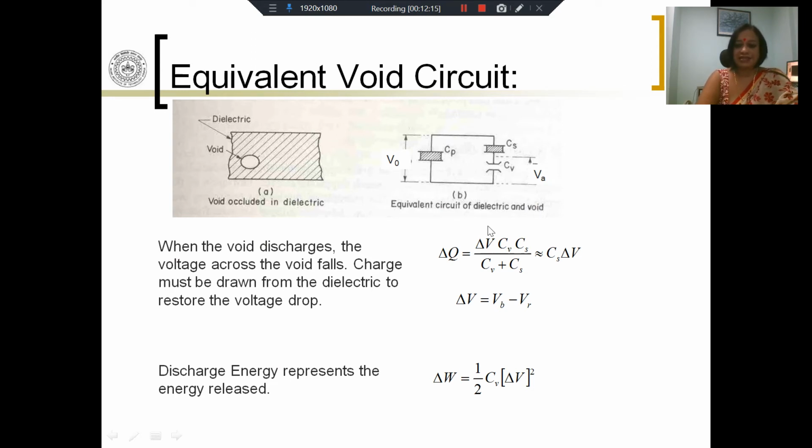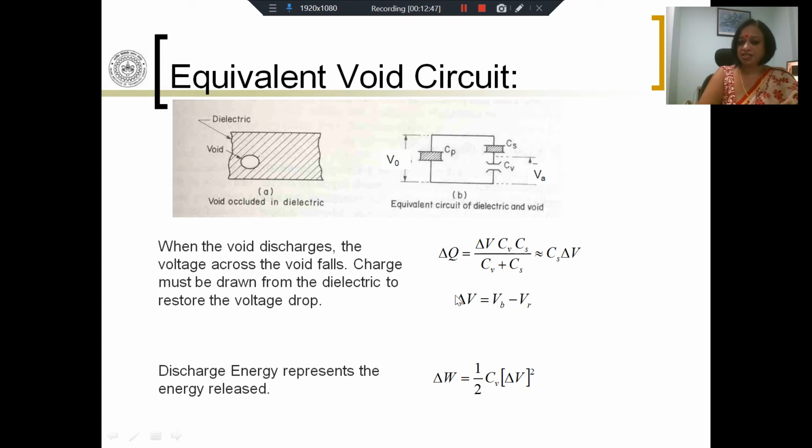Now we can see that CV by CV plus CS will be a very small quantity. The void is very small, and therefore the capacitance of the void is very small, and therefore this delta Q can be approximated as CS into delta V. So the capacitance in series with the void into the voltage drop across the void gives us an estimate of the charge that is involved in the discharge, and this quantity of charge has to be replenished at the end of discharge from the dielectric material.